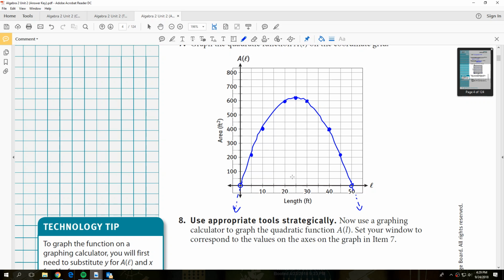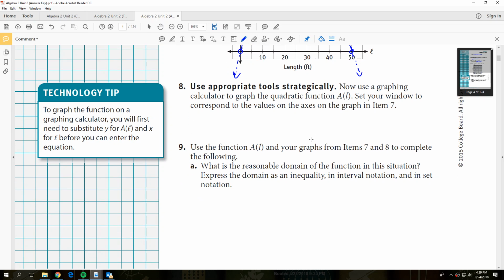Now, if you ever want to reset your window, just hit zoom, and then 6 is ZStandard. You could also go to zoom, and where's my zoom at? I have it down here, even though you guys can't see it. If you go down to 0, it's ZoomFit, and it will do its best job at fitting whatever you're trying to graph into the window. So there are all kinds of ways to reset that. All right.